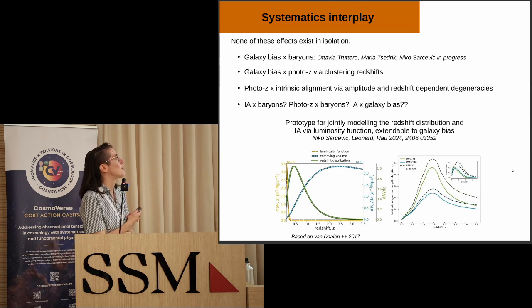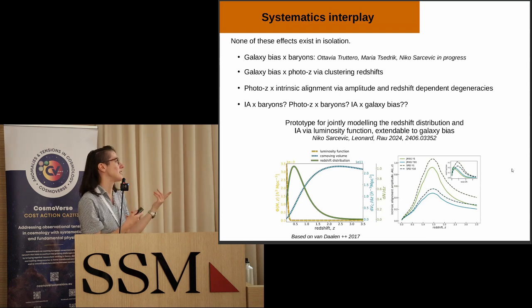You can imagine that galaxy bias interacts with the photometric redshift uncertainties, because some of the methods for photometric redshifts use cross-correlation in clustering with spectroscopic samples. So you have galaxy bias coming in there. Photo-z and intrinsic alignment are well known to interact via a degeneracy in the amplitude and redshift dependence. And you can probably come up with a reason that all the rest of these should also interact as well.